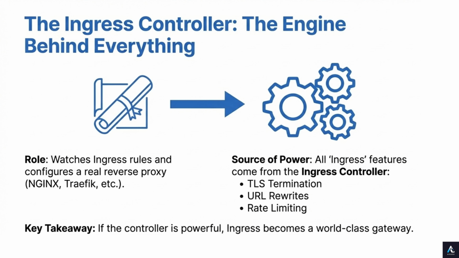This is an important distinction because every capability people usually attribute to Ingress, things like TLS termination, URL rewrites, rate limiting, redirects, and authentication, is actually delivered by the Ingress controller itself. Without a controller installed, Ingress does nothing at all. With a limited controller, Ingress is limited as well. And with a powerful controller in place, Ingress becomes a genuinely world-class traffic gateway at the edge of your cluster.